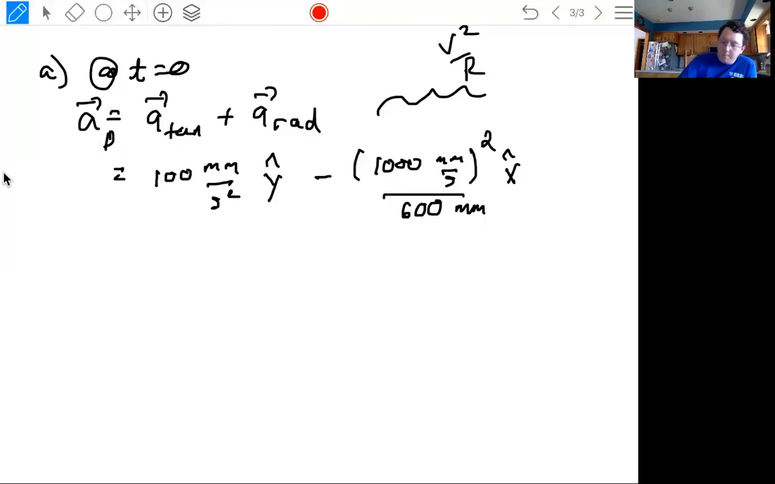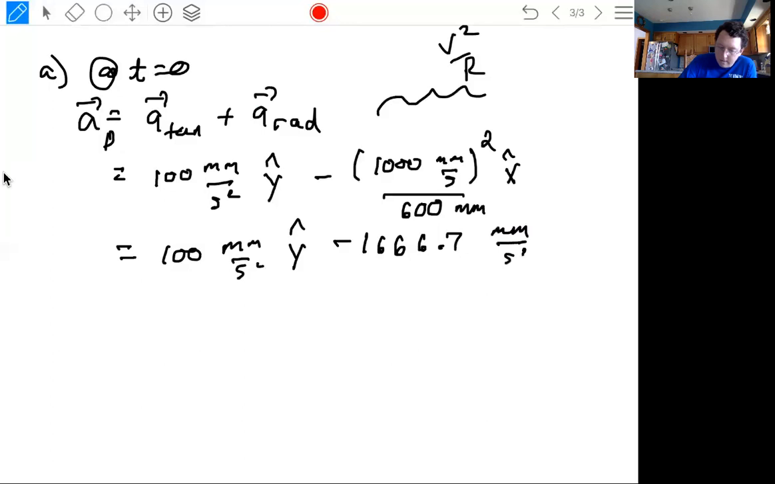All right, so if you type in some numbers we get the following result: 100 millimeters per second squared y hat minus 166.7 millimeters per second squared x hat. Okay, so that's the first answer.